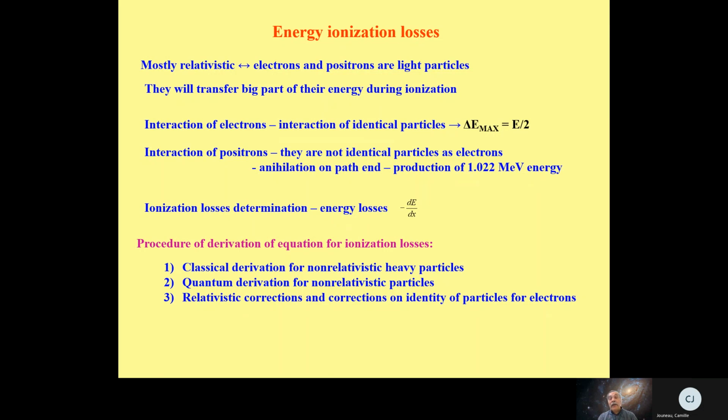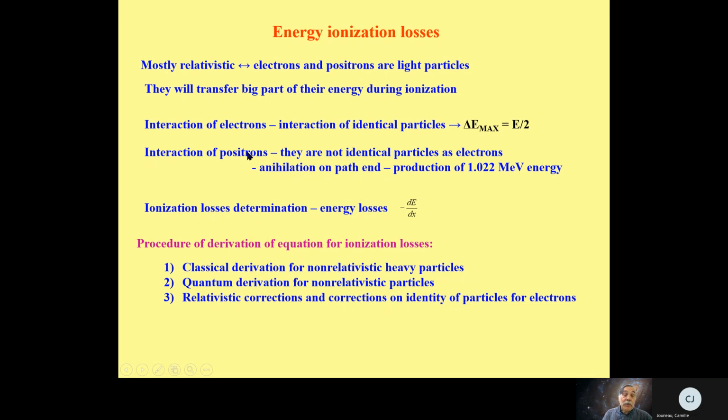And we expect that the primary particle will be the one which has a higher energy. That means that in this case, an electron can lose half of its energy at maximum during this ionization. And this is a very important thing because, as I said, it also has influence on the description of ionization losses. Okay, interactions of positrons are also special.